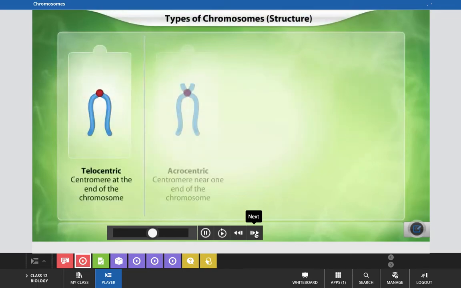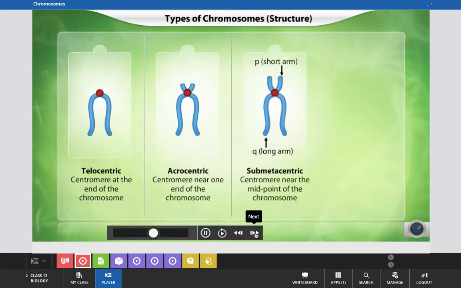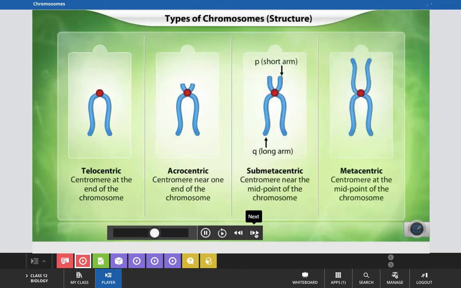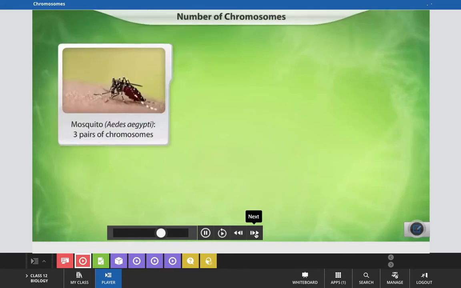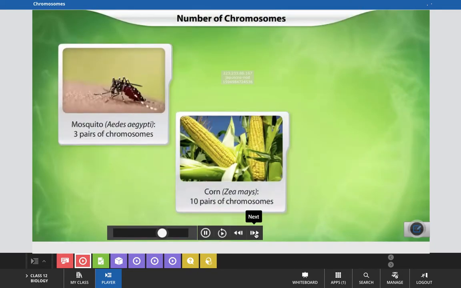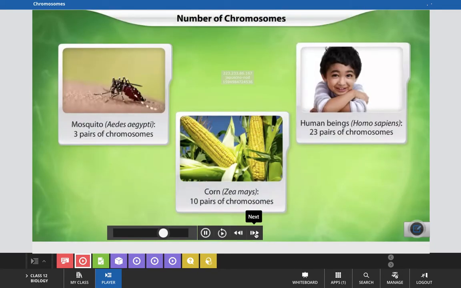Chromosomes can also be classified based on the position of the centromere. Chromosome types are telocentric, acrocentric, submetacentric, and metacentric. The number of chromosomes in a cell varies from species to species.